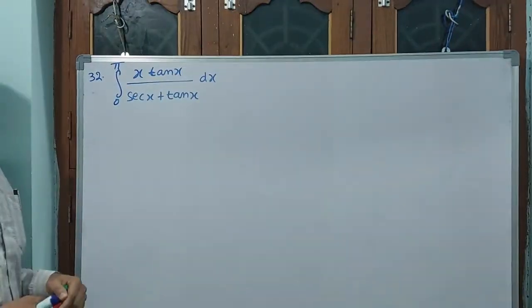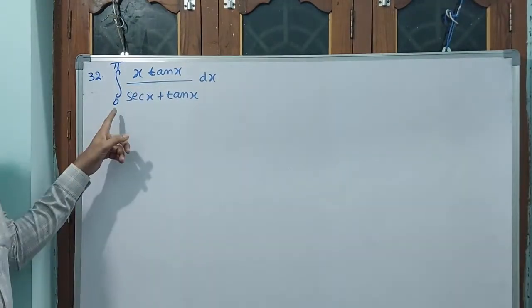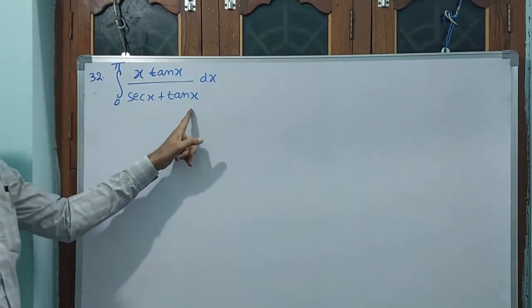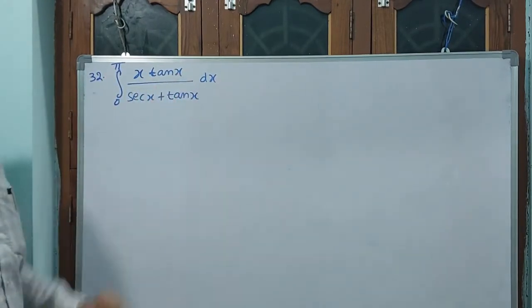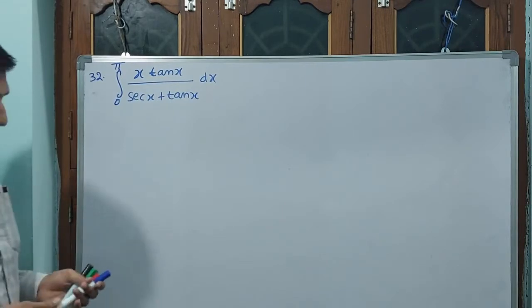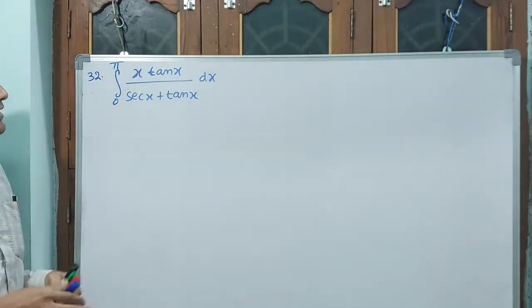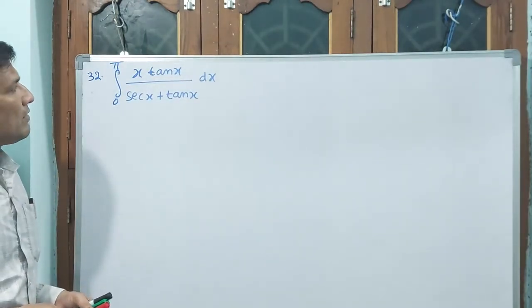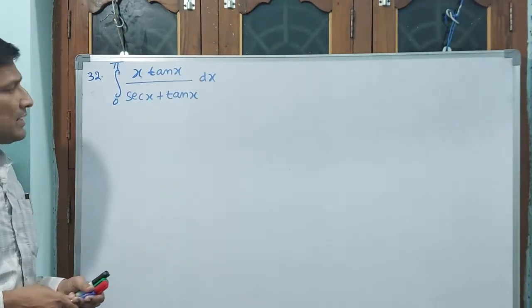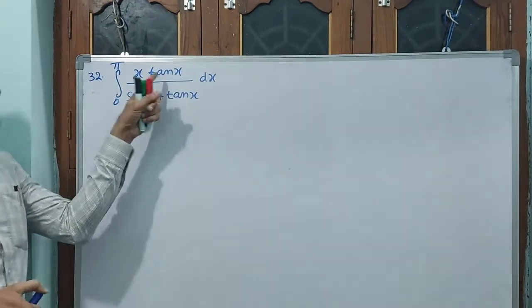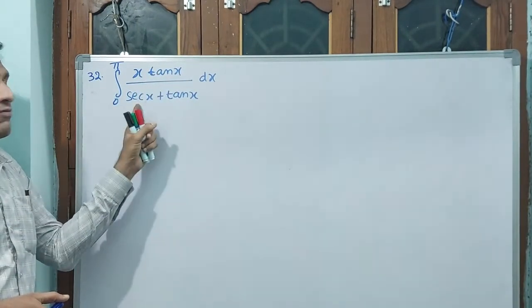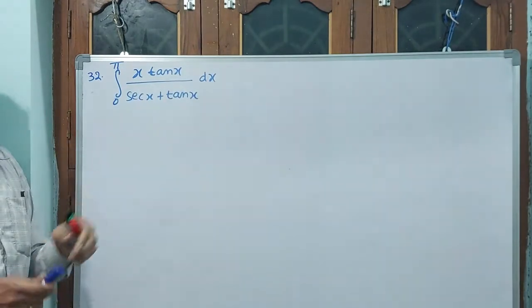See question number 32. Integral 0 to pi x tan x by secant x plus tan x dx. This is there. See, before proceeding, one final conclusion, what we are going to do, we will modify this. Why? Because by seeing itself, we came to know that all denominators are going to become cos x. You see, sine by cos, 1 by cos. Like that you have to think.